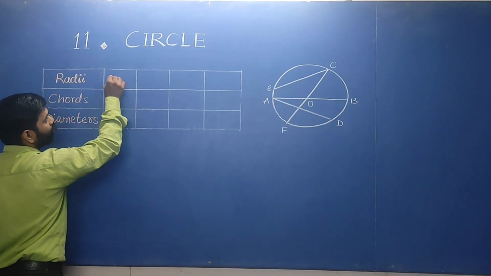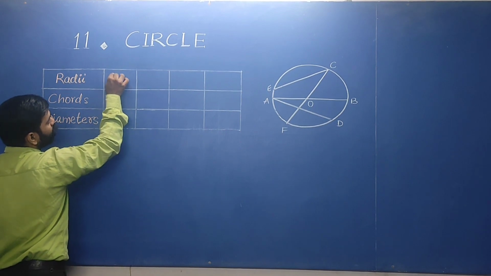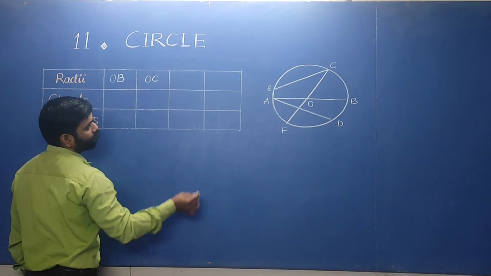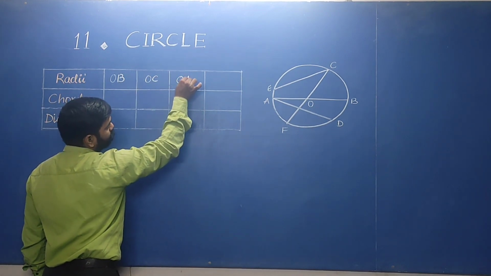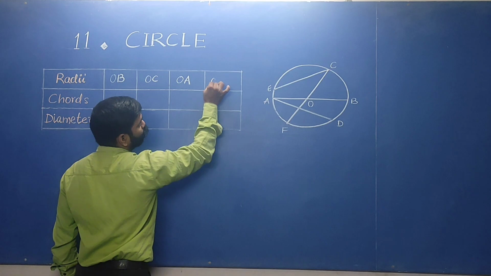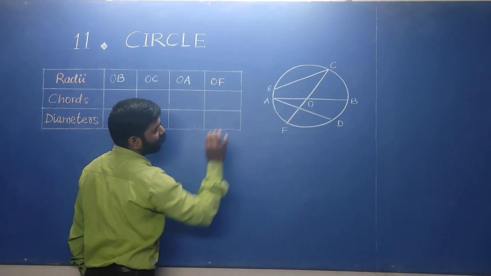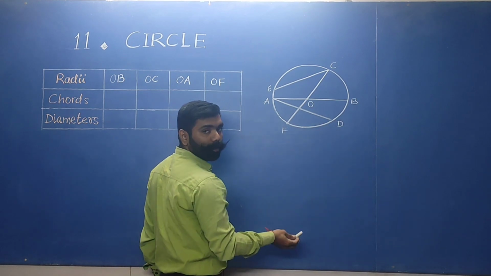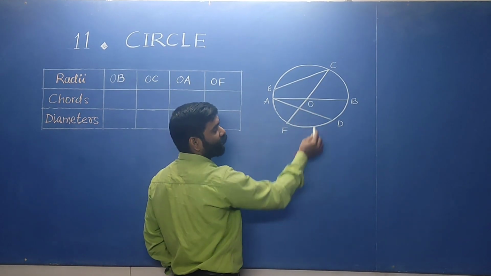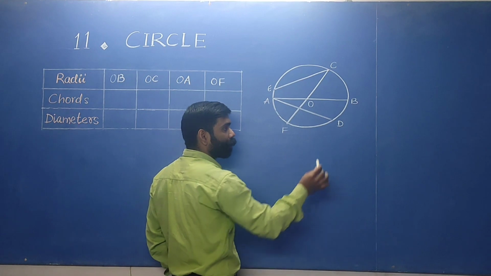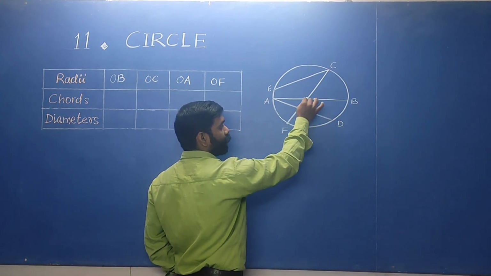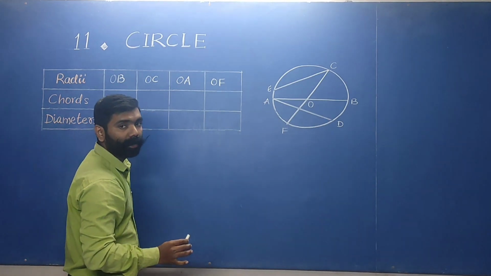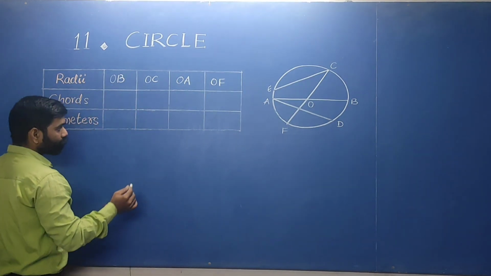So what will we write? We will write OB, OC, OA and OF. There are four radii. You may name OD also, but in the diagram it is not shown, that's why I am not writing it. You can write it is also a radius. OD and OE are also radii.